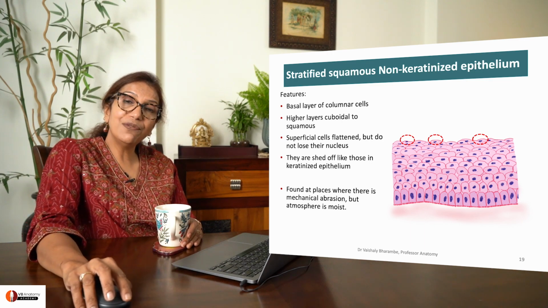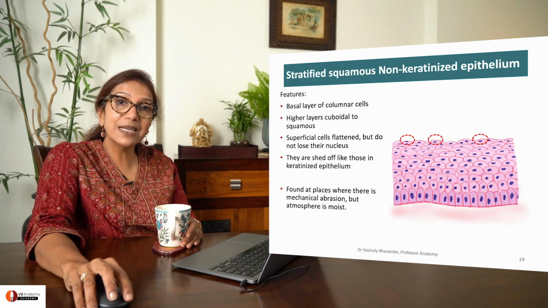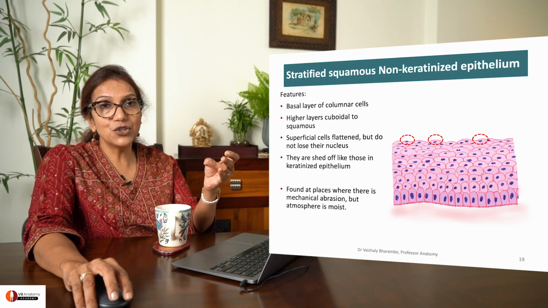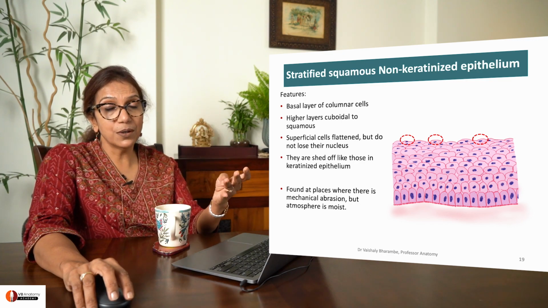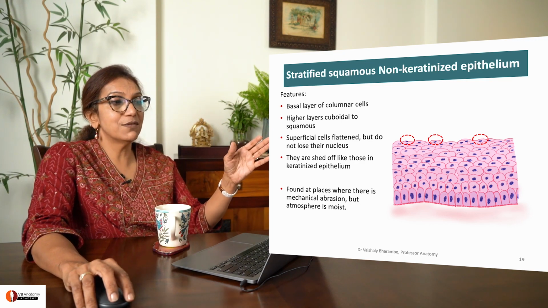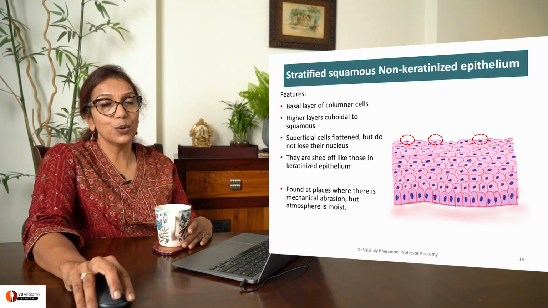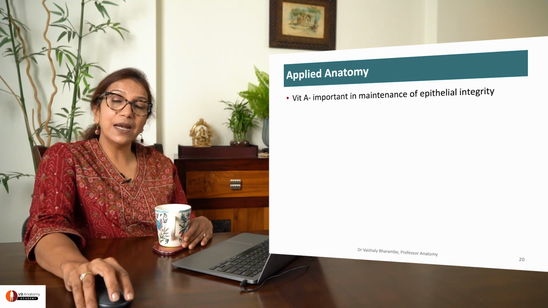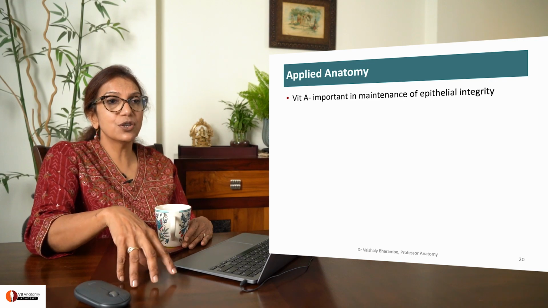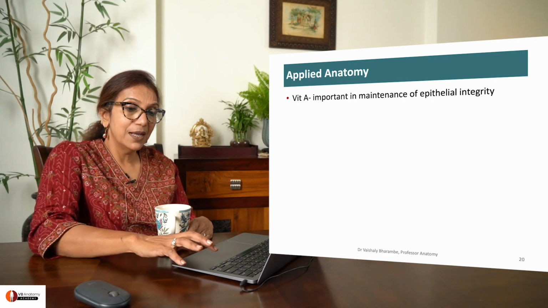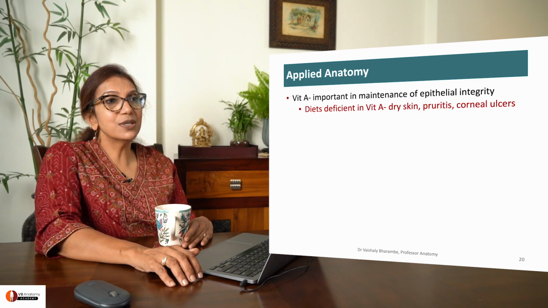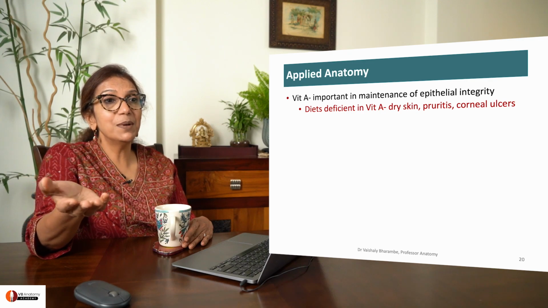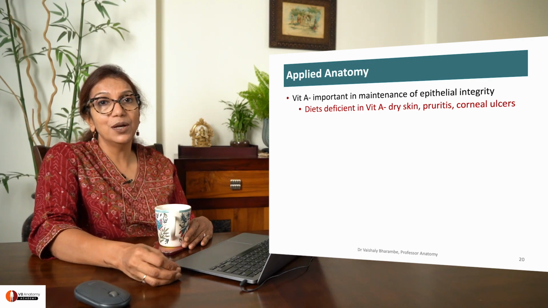So where will you find stratified squamous non-keratinized epithelium? Oral cavity, esophagus, anal canal, vagina, cornea, conjunctiva. All these are places where you get non-keratinized epithelium. Finally, if you have vitamin A in adequate quantity, it performs the function of maintaining epithelial integrity. Reduction in vitamin A causes your skin to become dry, pruritus, even corneal ulcers. Remember, the government is fortifying your food with vitamin A to prevent this.